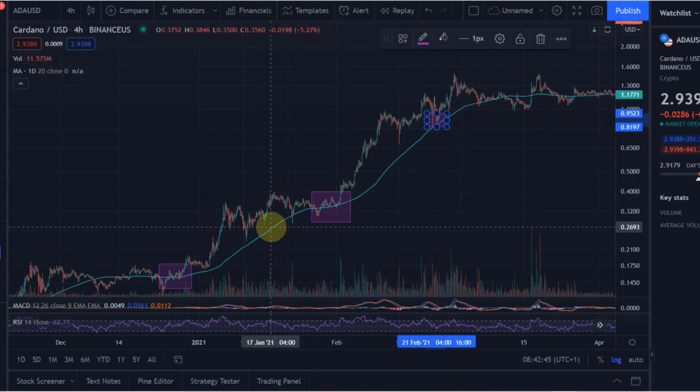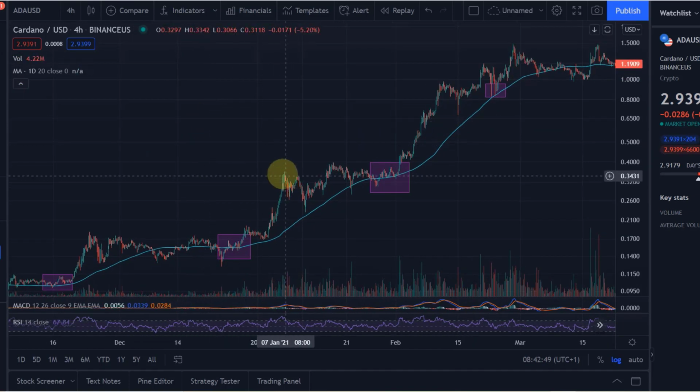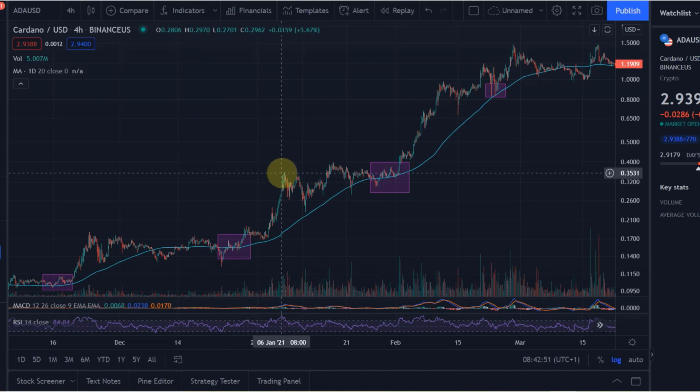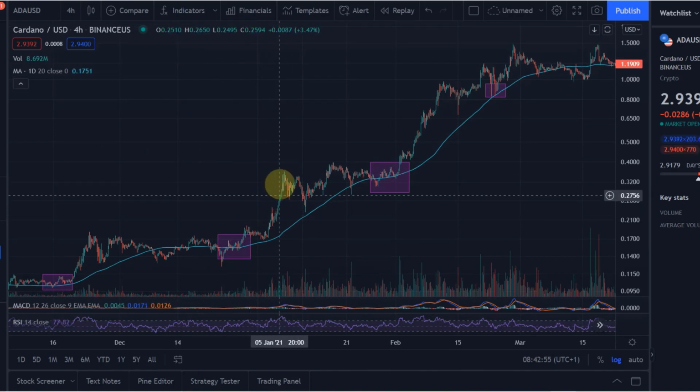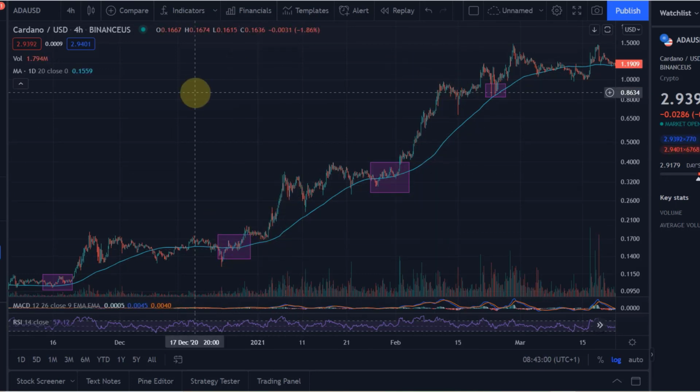So you could have used these touch points of the 20-day moving average and then maybe sold as soon as the price got extended far away from that moving average. As soon as you saw a consolidation coming, you could have exited that trade. And that's really everything that there is.